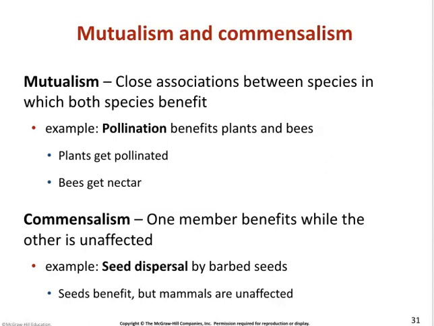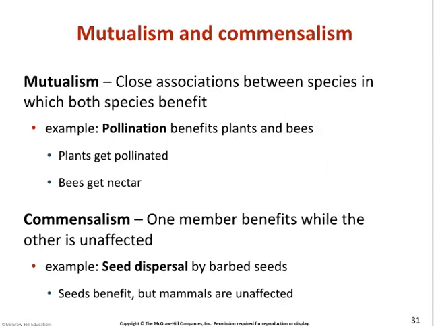Some of the things that we talked about with relationship to organisms with one another were two things: mutualism and commensalism. Mutualism would be a close association between two species in which they both benefit. One example would be pollination. It benefits the plant and the bee. The bee gets the nectar, the plant gets pollinated, win-win.